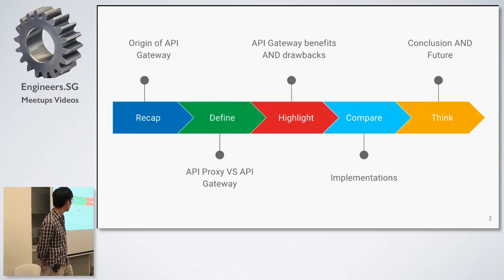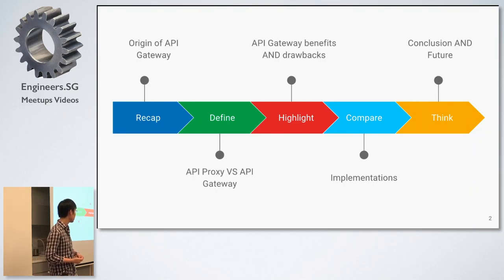So here is the agenda of today's talk. First of all, I will talk about the software architecture history from the monolithic app into the microservice app. And then I will talk about two of the common terms used in the API gateway world, which are API proxy and API gateway. And then, as a standard of every presentation, I will talk about some pros and cons of API gateways. At last, there are a lot of open source implementations. I will pick one of them as a demo. And in the end, there is some conclusion and future work.